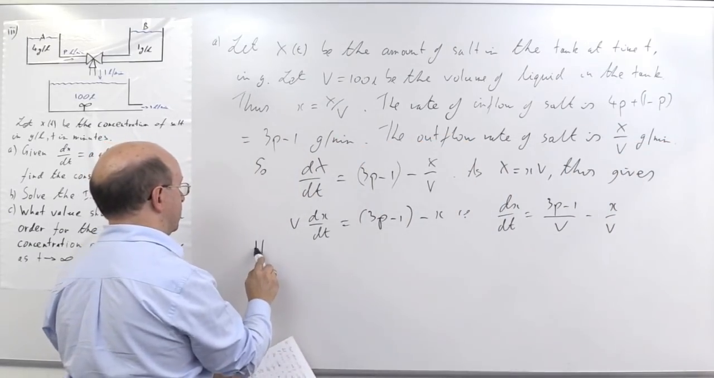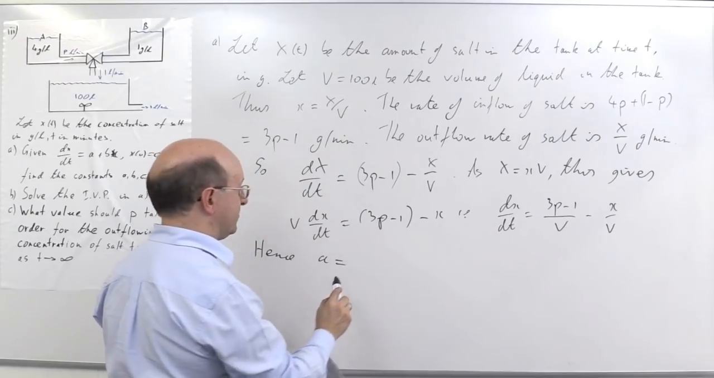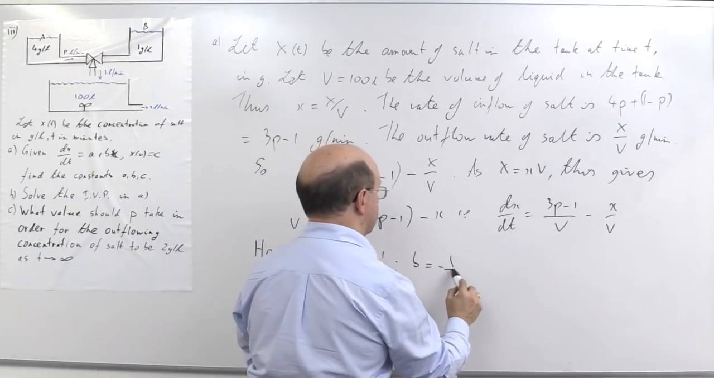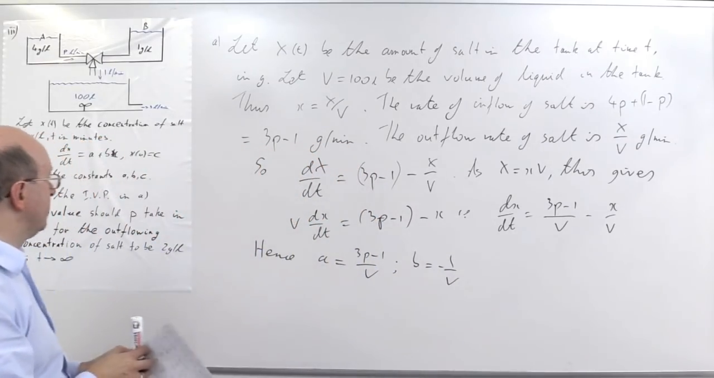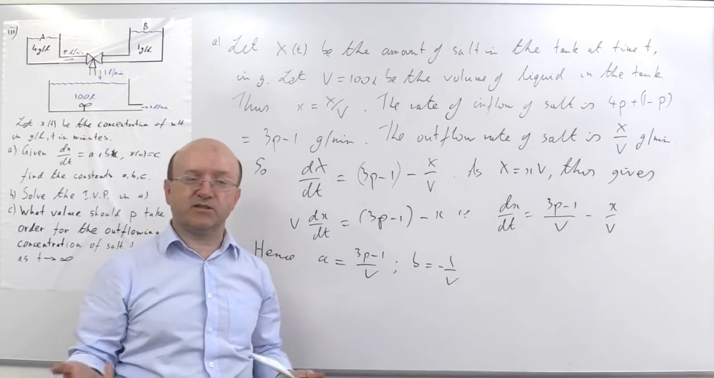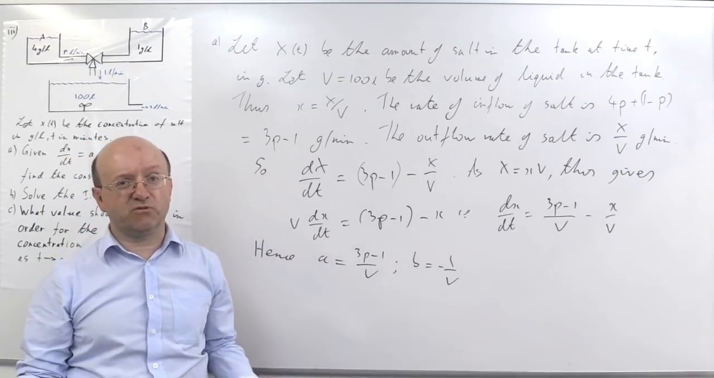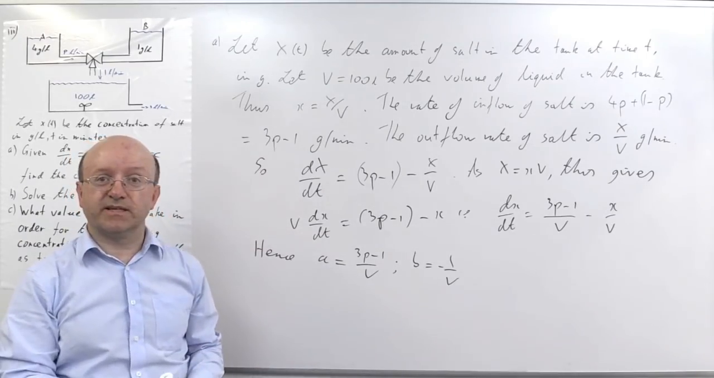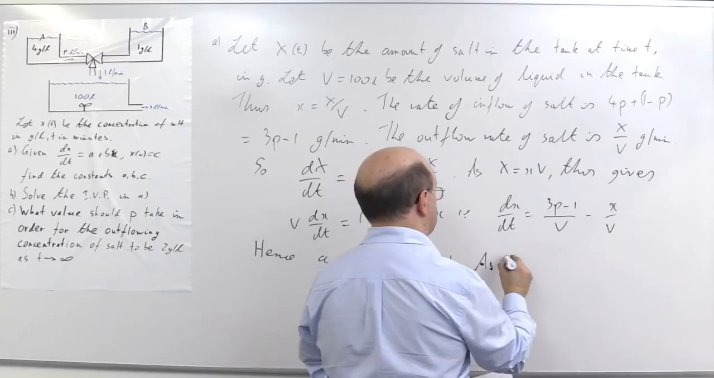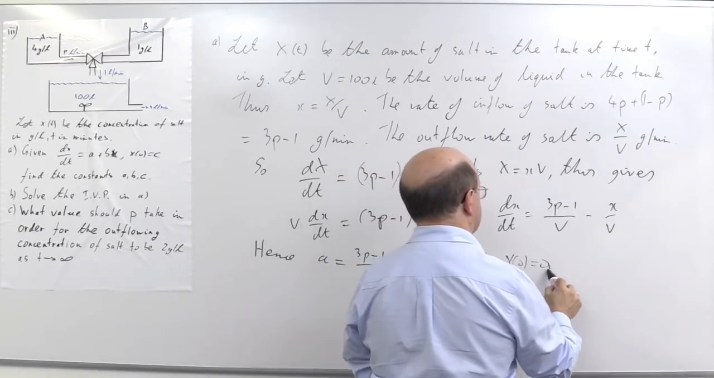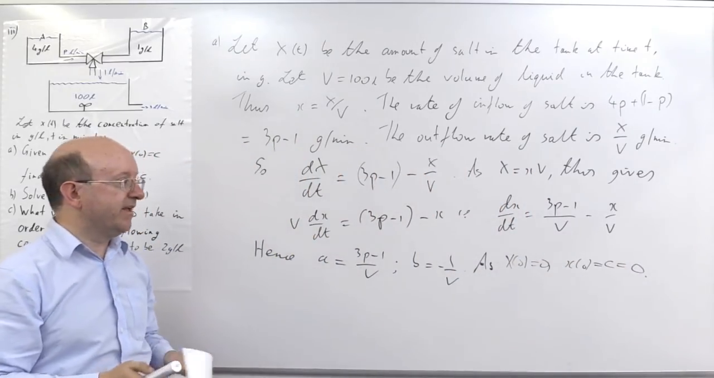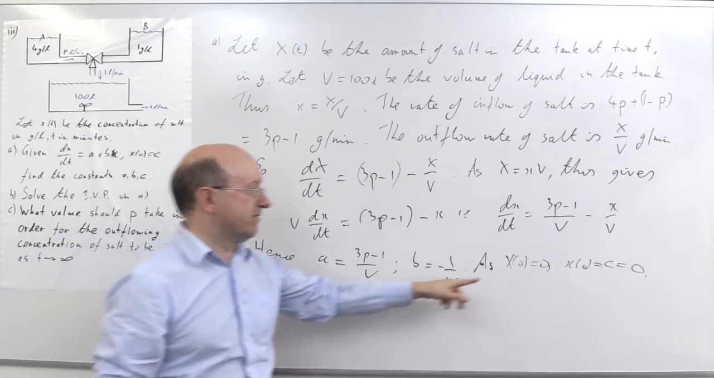Hence, A is 3p minus 1 over v, B is minus 1 over v, and the last thing we need to know is what's the concentration of salt initially. Well, the question tells us that the tank initially contains 100 litres of pure water, so that means there's no salt, so it must be that big X of 0 is 0, and so little x of 0 has to be 0 as well. So as big X of 0 equals 0, little x of 0, which is C, is also 0. So that's given us the 3 constants we want, A, B and C.